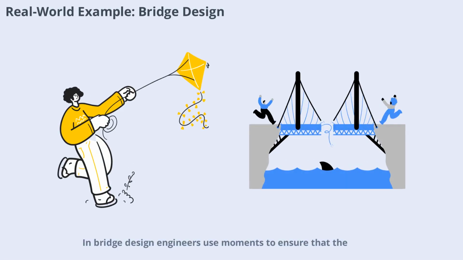In bridge design, engineers use moments to ensure that the structure can safely support loads from vehicles, wind, and its own weight. By analyzing moments at various points, they determine the size and placement of supports, beams, and cables. This ensures the bridge remains stable and secure under all expected conditions.